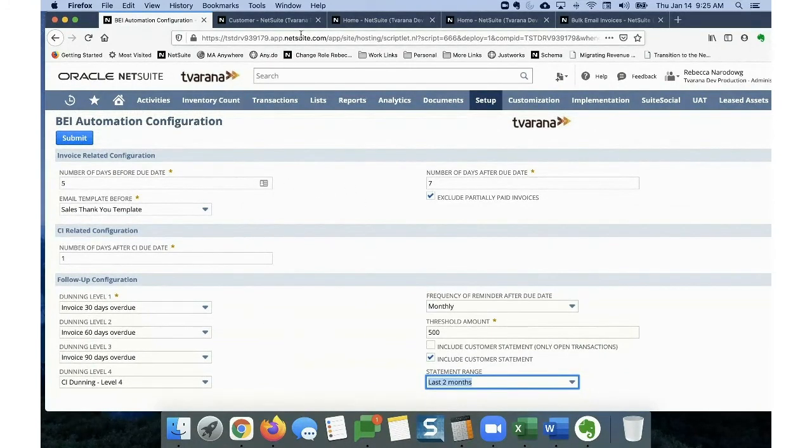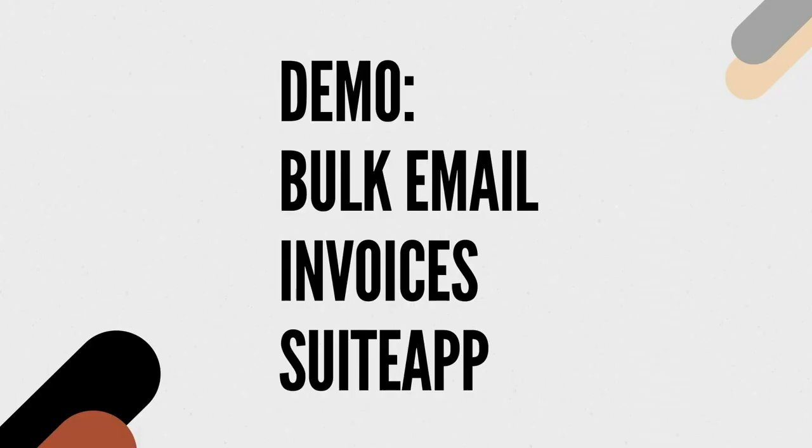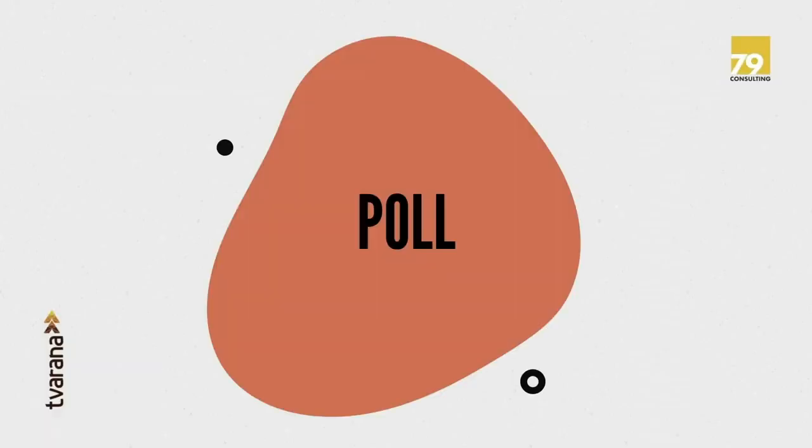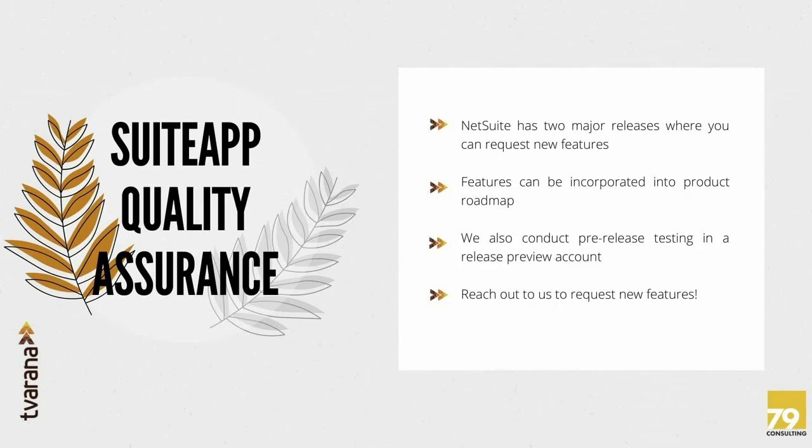So Daisy, I think that gets us through the core setup of bulk emailing Invoices with Suite App. I'm sure there's more functionality in here, and I'm sure there's questions. But first, that's the bulk of it. And that concludes today's webinar.